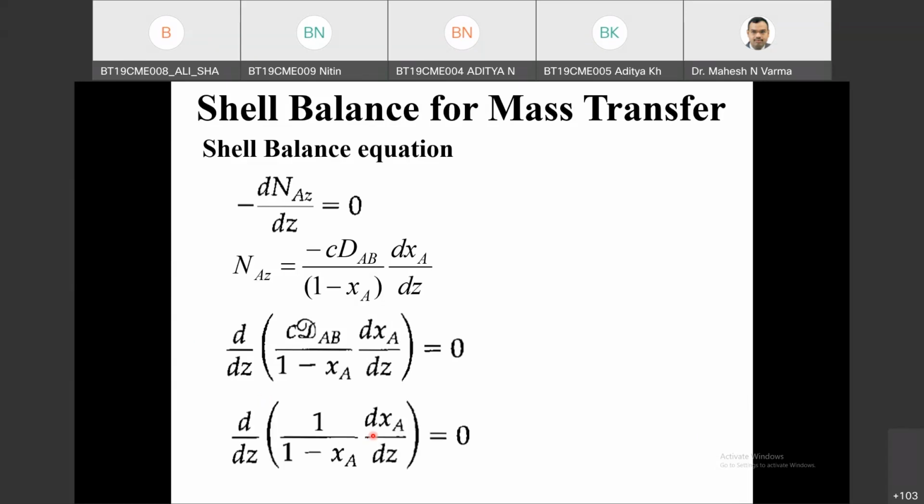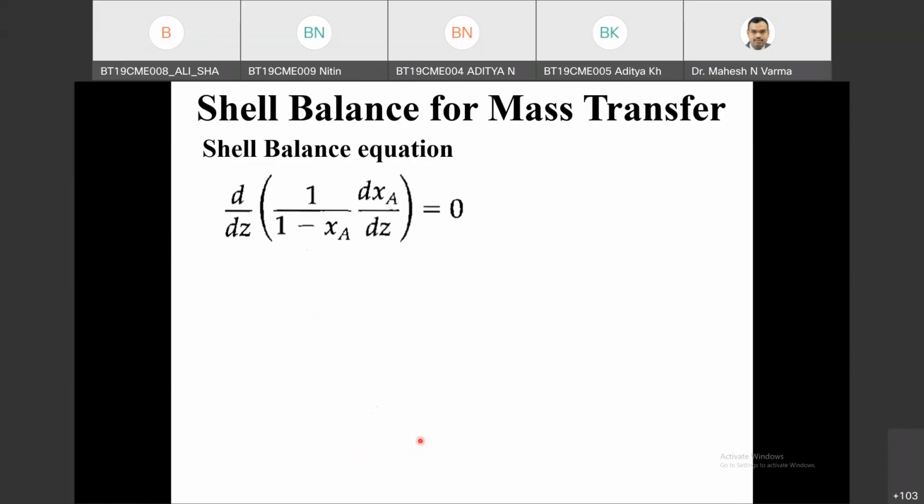Rearranging this equation, as this is constant: the total concentration of the system is constant. DAB is constant, so this can be taken out. That will be equal to 0. So now integrating this equation.